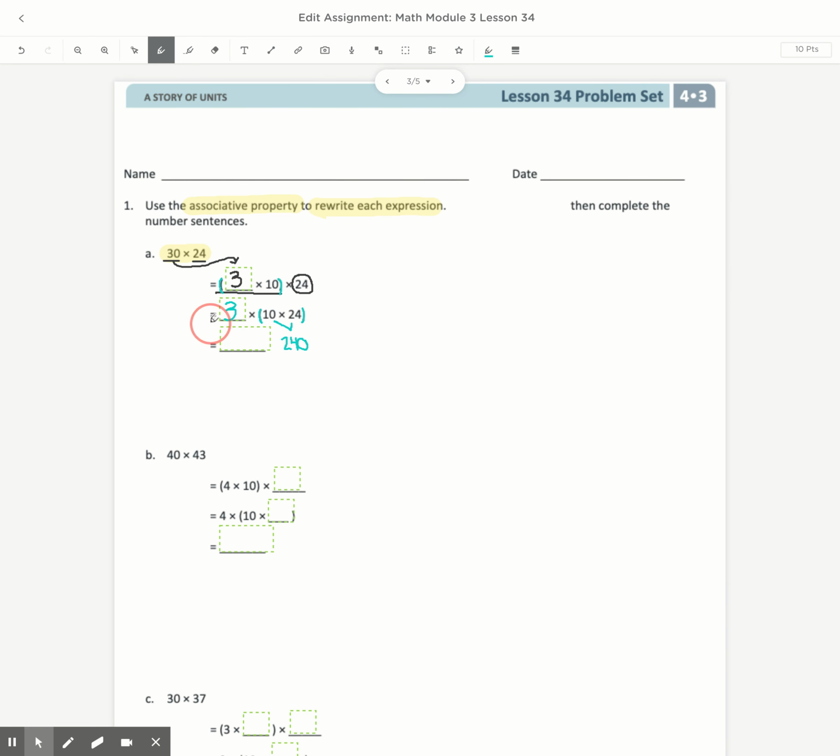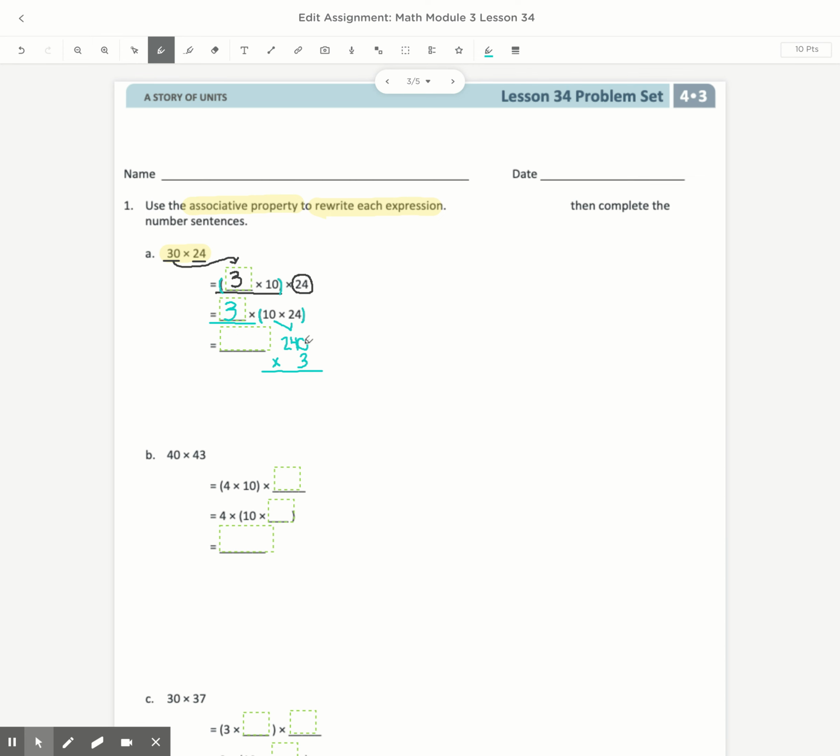Now I can't forget about this 3 over here though, so now they're thinking that it's easier for me to do 240 times 3. This way I'm not doing double digit by double digit just yet. I am still just focusing on multiplying something by 1 digit. So now I can do 240 times 3.